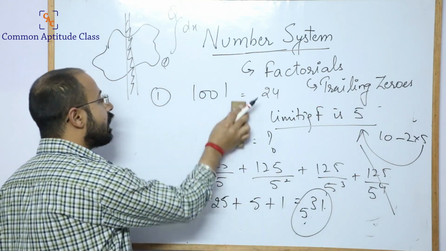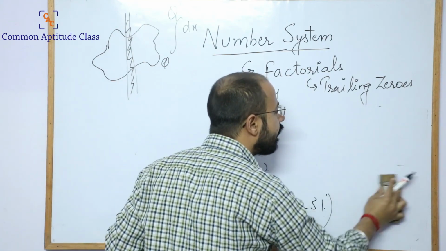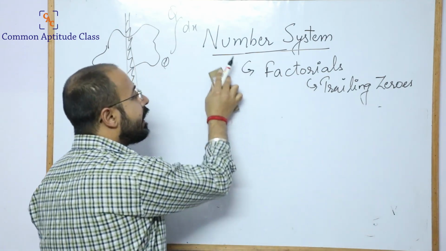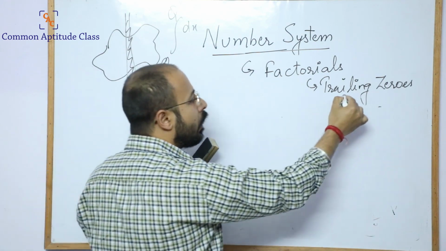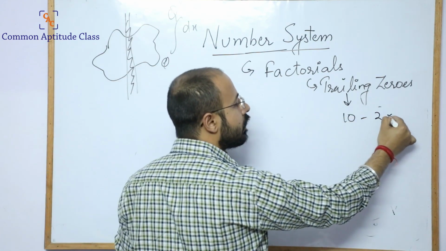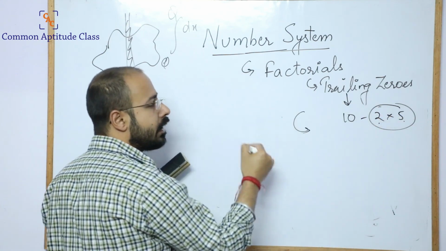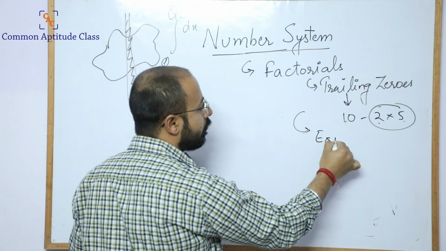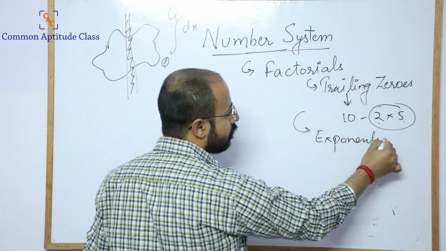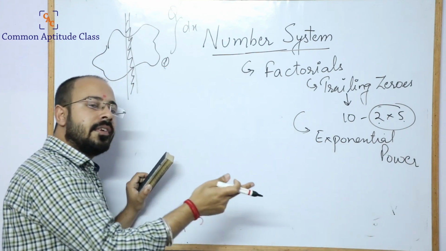Now the other part is exponential power. Exponential power and trailing zero remain the same. In trailing zero, we are bound to 10, so I need to prime factorize it and find the limiting factor among these and solve it. The other part is exponential power. Then I need to prime factorize the number.